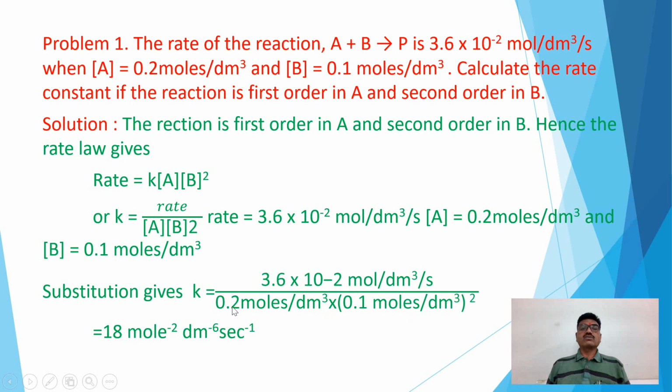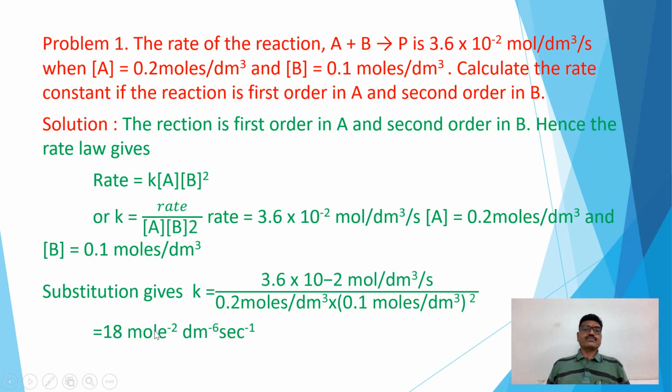And then these calculations are very simple again. 0.2 into 0.1. Is it right? Then similar terms get cancelled here. So finally we will get what here? After making these simple calculations, we will get 18 per moles square.